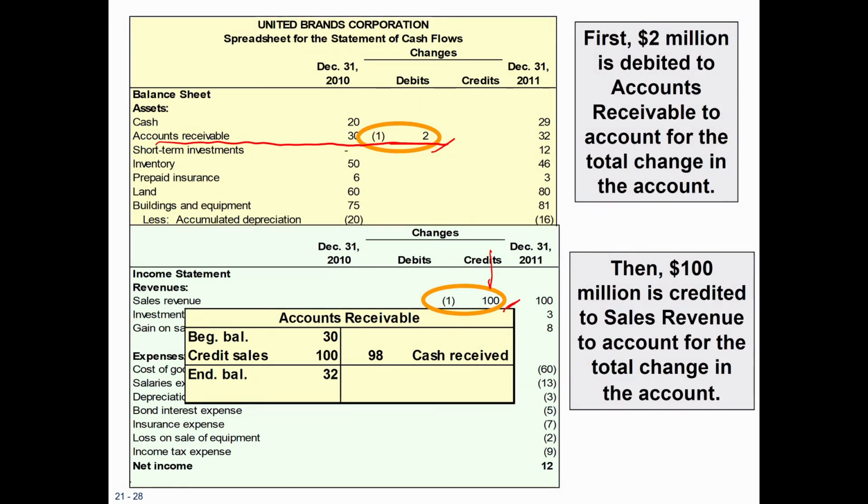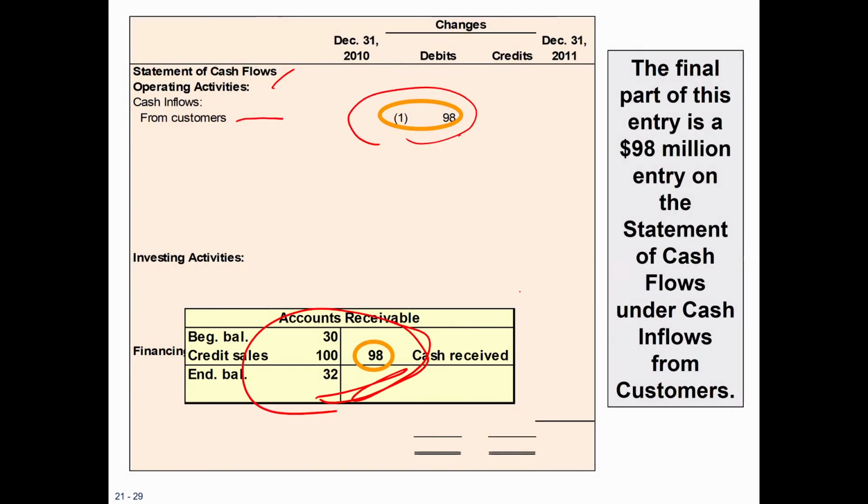So again, the first method is the T account method. The second method is the summary journal method. You write a summary journal. So in this example, we write it down in different spreadsheets. For example, we debit 2 to accounts receivable, we credit 100 to sales revenue, and then we debit 98 to the cash in this cash flow spreadsheet.